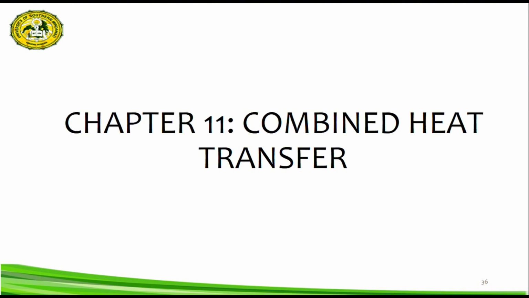In this video we're going to tackle chapter 11, the combined heat transfer. What is combined heat transfer? In combined heat transfer, it combines the conduction and convection heat transfer. The conduction process transfers heat generated to the surface of the component, and convection establishes heat transfer to the surroundings.